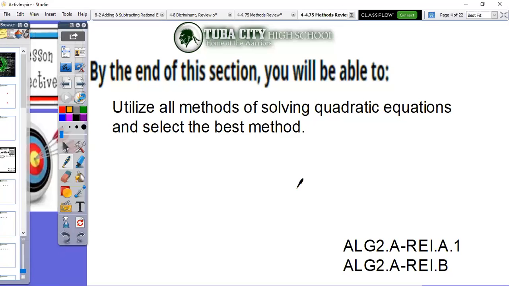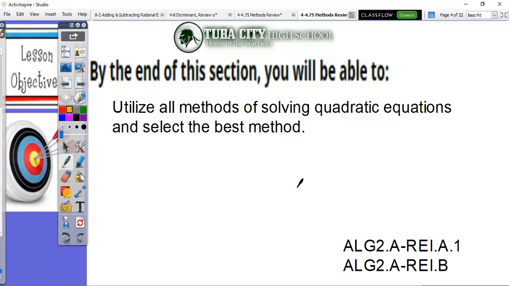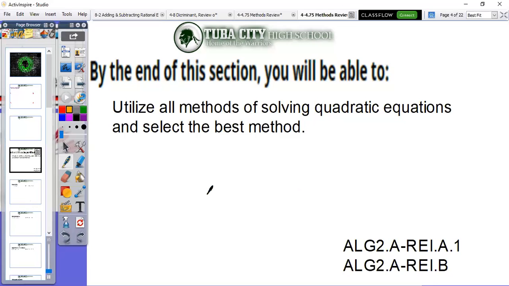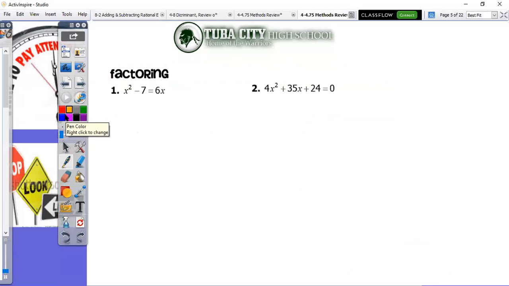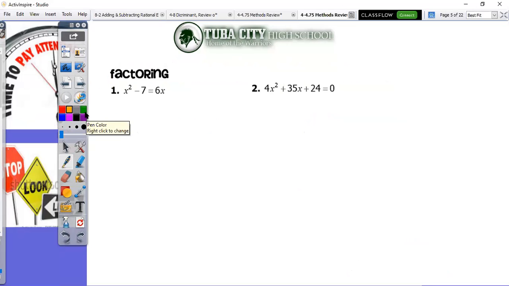Today we're going to be utilizing all methods of solving quadratic equations and select the best method for a given quadratic equation. So factoring is probably, in my opinion, for most problems, the easiest. Now, certain methods work better with certain types of quadratic equations, right? There's not really a one fits all approach. They all have their strengths and weaknesses against certain kinds of problems.